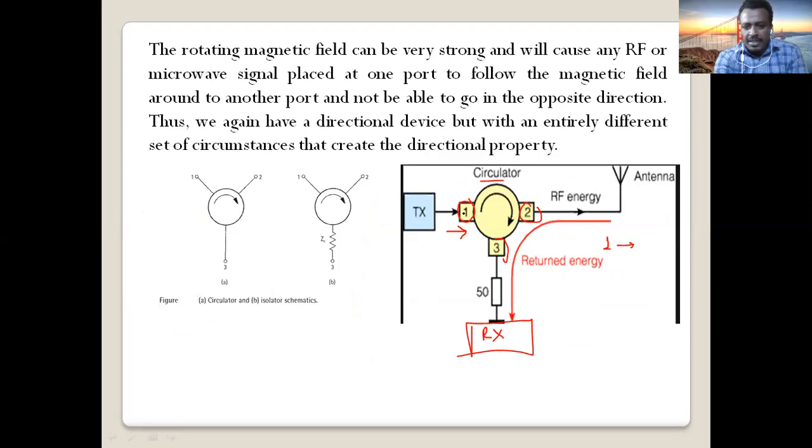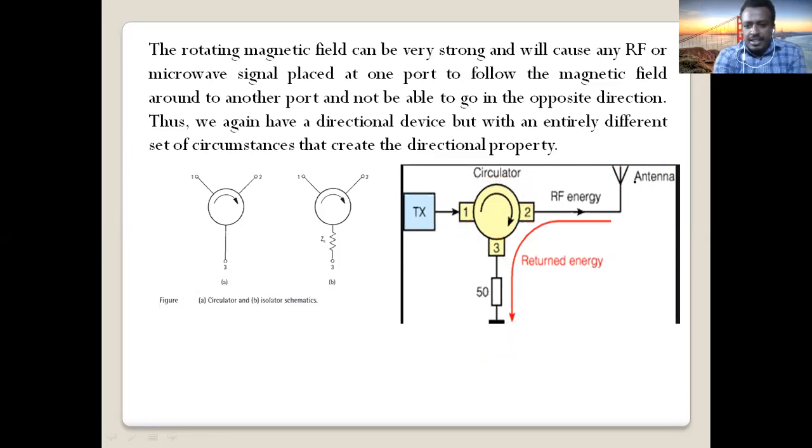The output must be guided. This transmitter signal must be guided in clockwise way. When you go clockwise, which port you get? 2. So this is the output, port number 2. So all the transmitter frequency will go to port 2. What's port 2? Our antenna. So it will be transmitted.